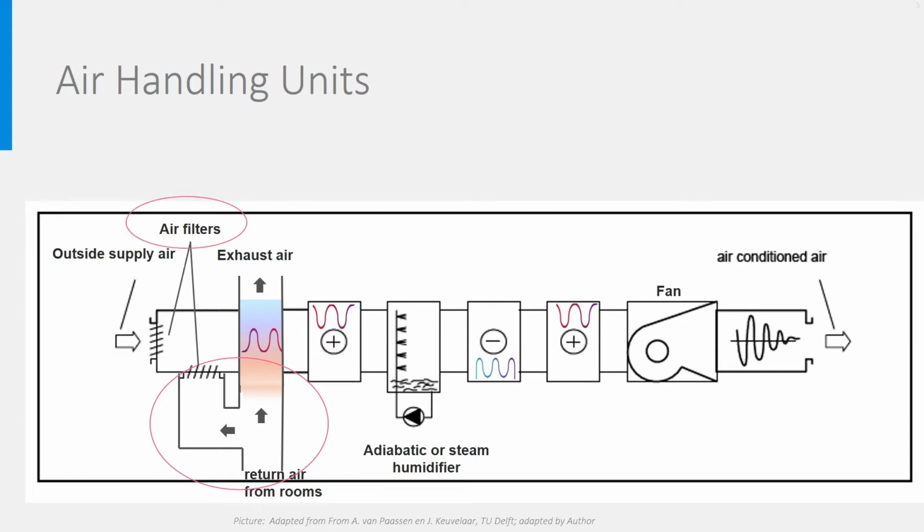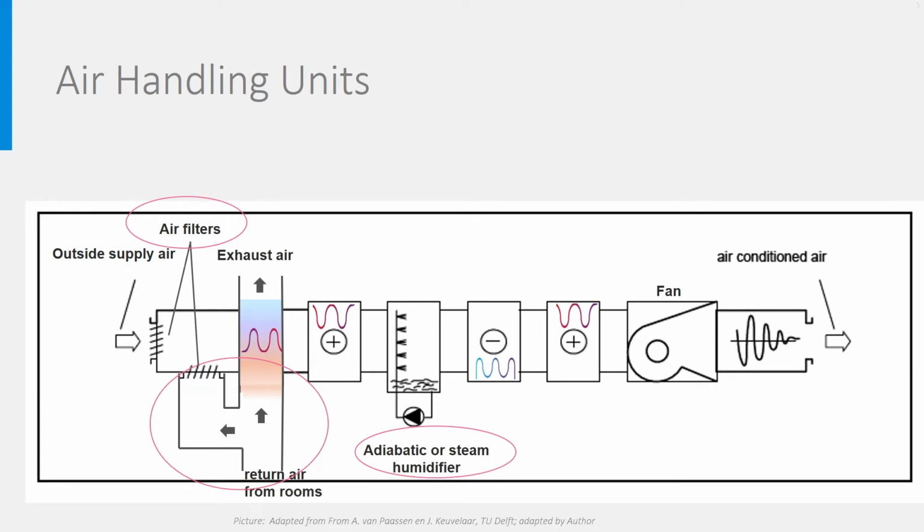We then have a first heater indicated with a plus. The heat is provided by an electrical heater in the unit or through a heat exchanger by any of the heat generation systems we studied in another course: boiler, heat pump, geothermal heat, waste heat, etc. Then there is a humidifier, either an adiabatic one using water droplets or a steam one.